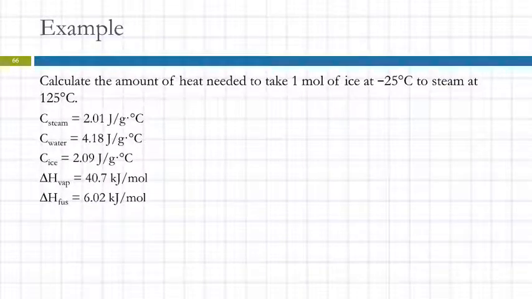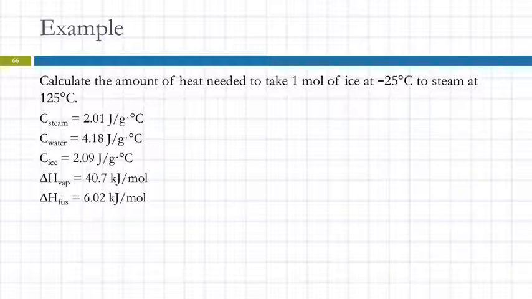So here's an example. And this is doing that calculation, but we're going to actually show it. So calculate the amount of heat needed to take 1 mole of ice at minus 25 degrees Celsius to steam at 125 degrees Celsius. And we're given specific heat capacities and heats of vaporization and heats of fusion because you don't memorize those. The only one you might memorize or remember is the specific heat capacity of liquid water.